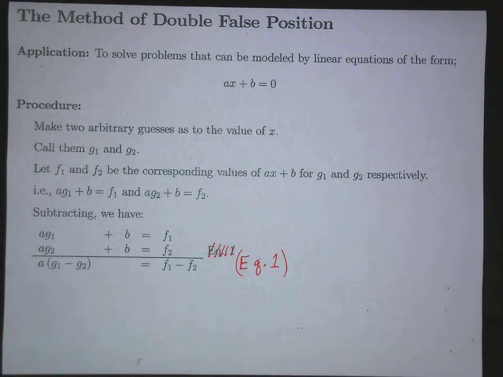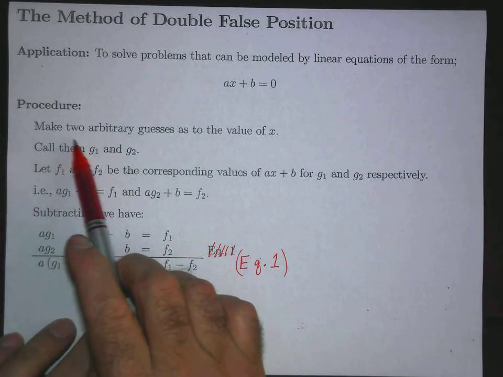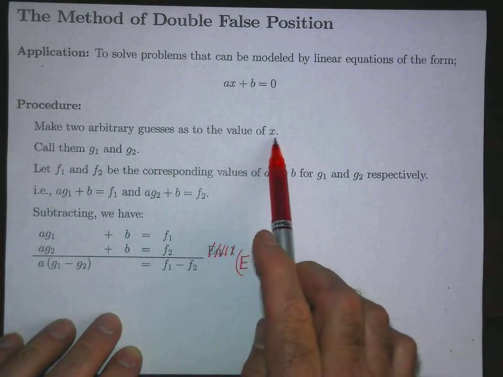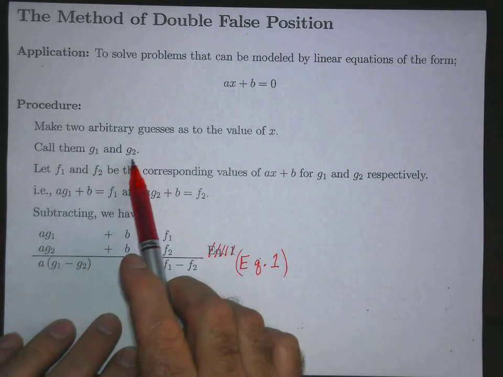I will also preface what I'm about to go over by saying that this method, in my opinion, is completely serendipitous. So don't bother yourselves by thinking, well, why did they do that? And how did they know to do this after that? This appears to be a result that is completely and totally serendipitous. So here's our procedure. Make two arbitrary guesses as to the value of x and call them g1 and g2.